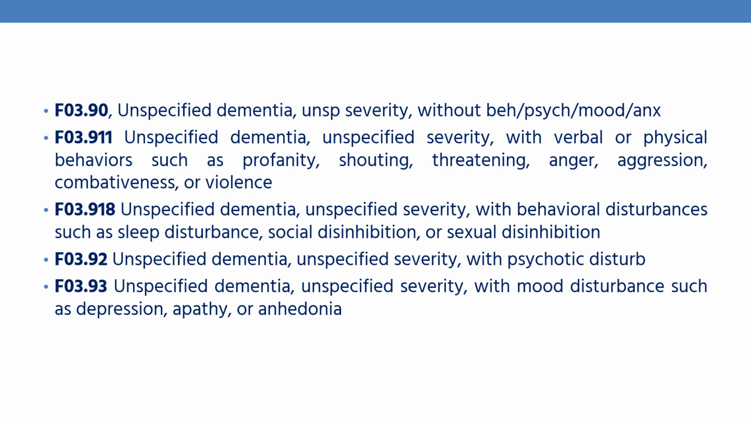Next is F03.918, unspecified dementia, unspecified severity with behavioral disturbances such as sleep disturbance, social inhibition or sexual disinhibition. Next is F03.92, unspecified dementia, unspecified severity with psychotic disturbances. Next is F03.93, unspecified dementia, unspecified severity with mood disturbances such as depression, apathy, etc.